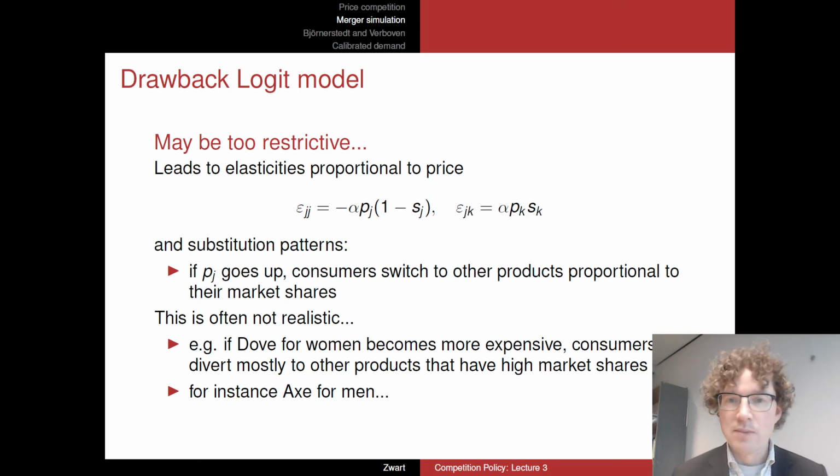So what this model by itself posits is that if we raise prices for Dove, most of the people who no longer buy Dove will actually turn to buy X for men. So Dove for women buyers will go to buy X for men instead. Well, that's perhaps not what we have in mind or expect for those buyers. So we are missing something here. So this is too restrictive. We have to expand this model a little bit to allow for slightly different substitution patterns across these products that are more in accordance with reality.